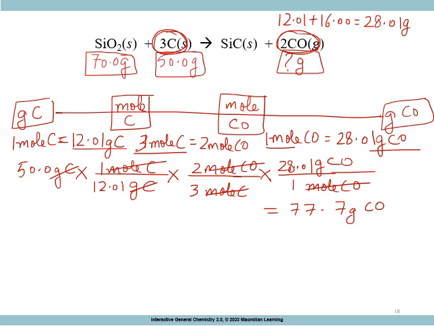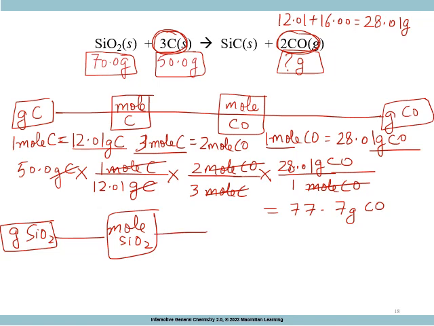Now I have to do the exact same thing for SiO2. The only difference is, instead of grams of carbon, I'll start with grams of SiO2 and then moles of SiO2. So I'll start with grams of SiO2, convert it to moles of SiO2, then moles of SiO2 to moles of CO, and then moles of CO to grams of CO.